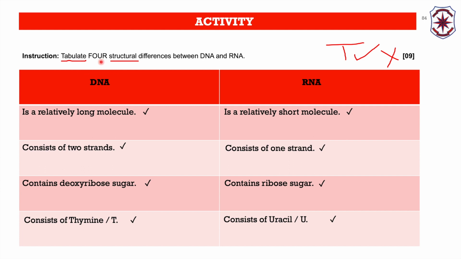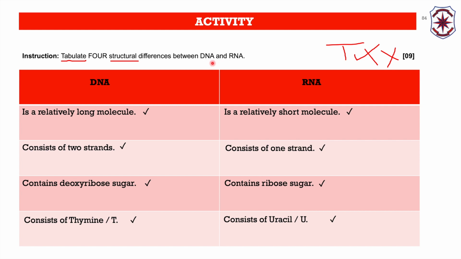If the instruction says tabulate 4 differences between DNA and RNA, then for the headings, you put DNA there and RNA there. If you put anything else besides DNA and RNA, let's say for example you say DNA nucleotide and RNA nucleotide, you will be discredited this mark of the T. So please make sure that the headings of your columns are relevant, and that relevance you get from the description of the statement that you are given by the examiner.